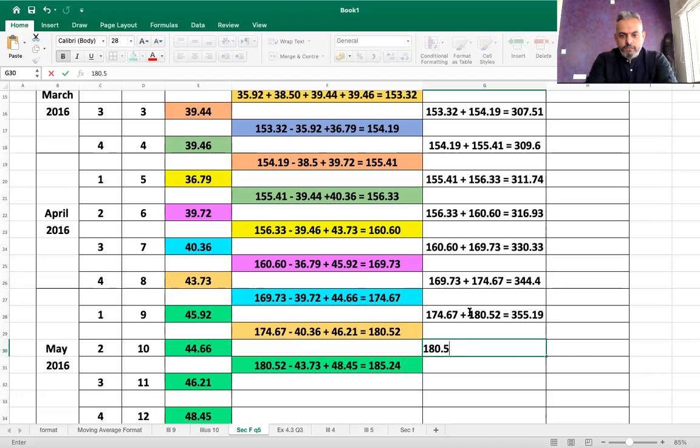180.52 plus 185.24 is equal to 0.52 plus 185.24, which is 365.76.